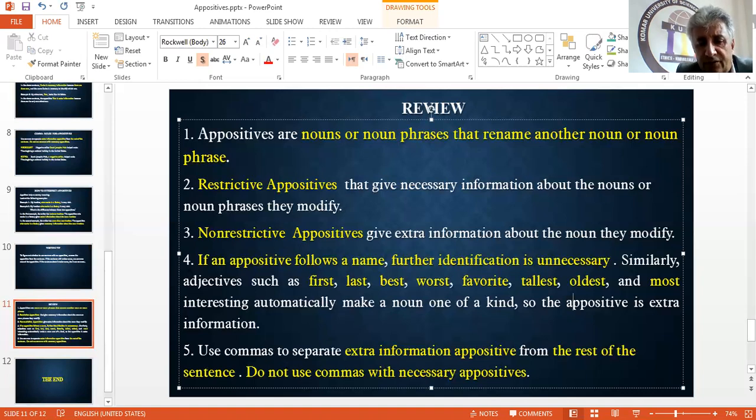And use commas to separate extra information appositive from the rest of the sentence, but do not use commas with necessary appositives.